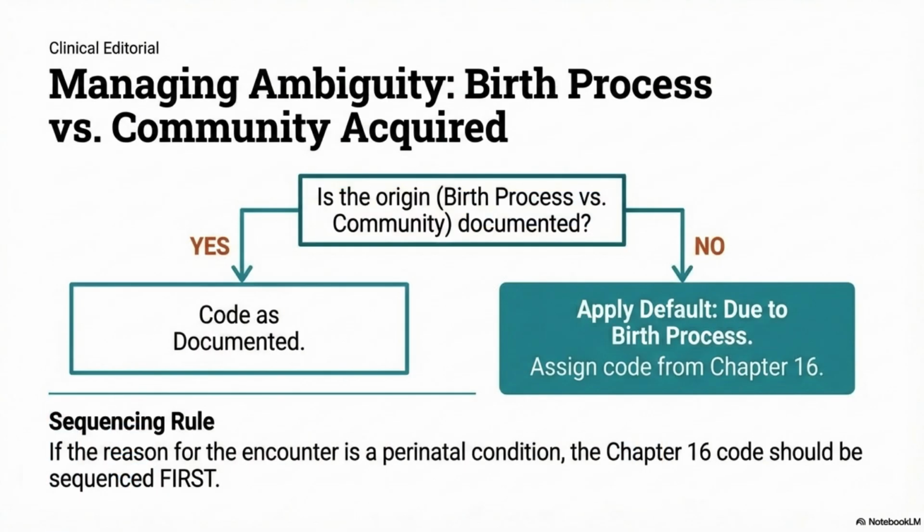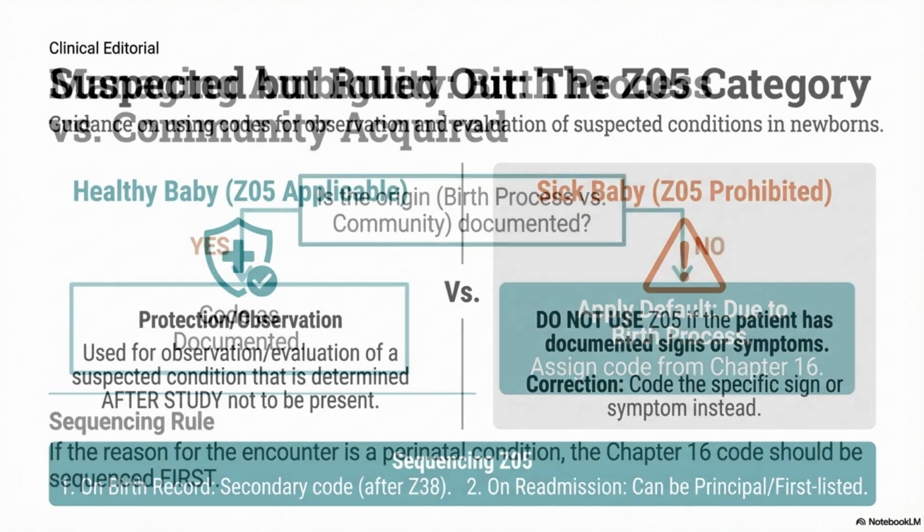Sometimes documentation doesn't clearly state whether a newborn's condition is due to the birth process or acquired after birth. Here's the rule. If the provider documents the origin, code it as documented. If the provider does not specify, the default is due to the birth process, and you assign a Chapter 16 code. And remember, if the reason for the encounter is a perinatal condition, the Chapter 16 code is sequenced first.